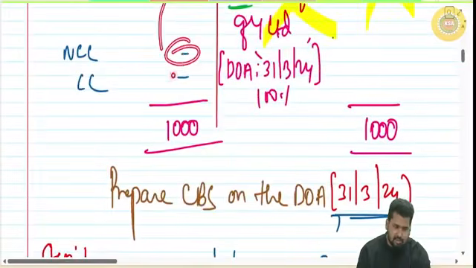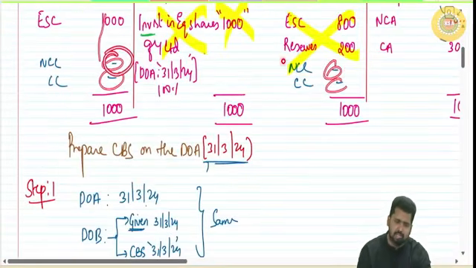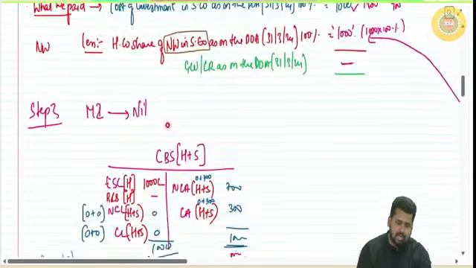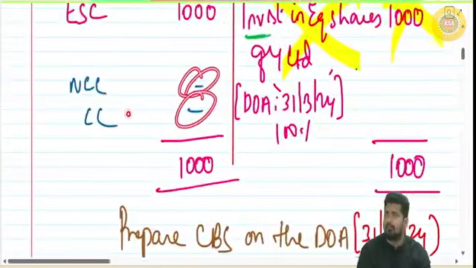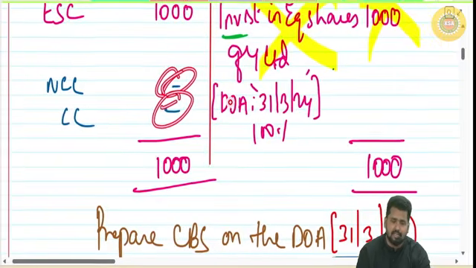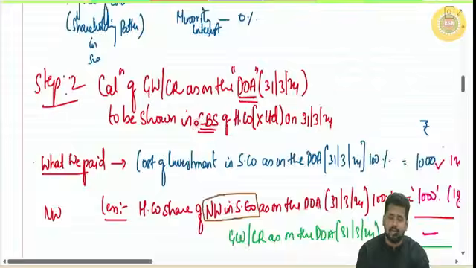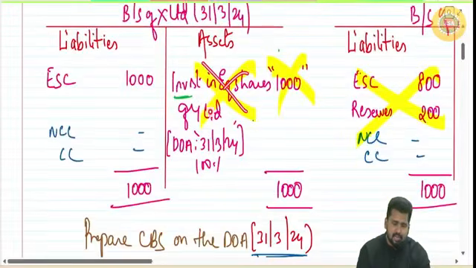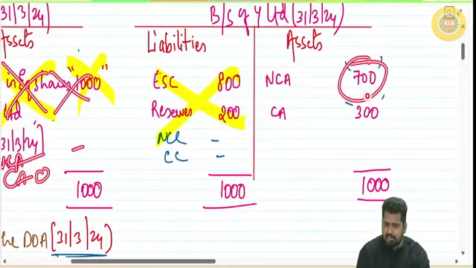Non-current liability is 0 and 0. Here also non-current liability is 0 and 0. So even if you consolidate, 0 plus 0 is 0. That's why I did not write anything on non-current liability and current liability. Clear? But non-current assets we'll see. Here we don't have anything. Here non-current asset is 0. Current asset is also 0. Clear? So here non-current asset is 700, 300.